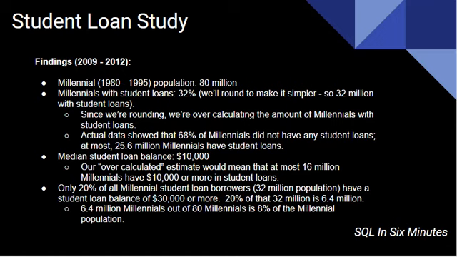If we drill into the data even further, only 20% of all millennial student loan borrowers, only 20%, so we're using that rounded up figure of 32 million population here, had a student loan balance of $30,000 or more. So what that means is that 20% of 32 million is 6.4 million. So 6.4 million millennials total, out of the total population of millennials, had student loans of $30,000 or more.